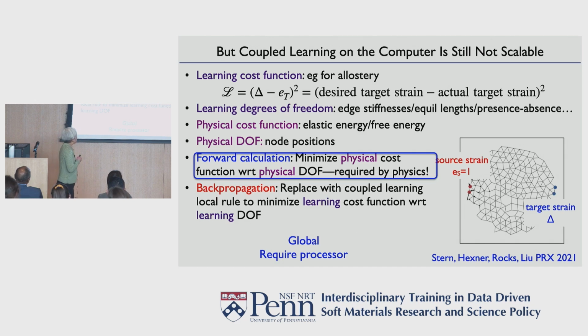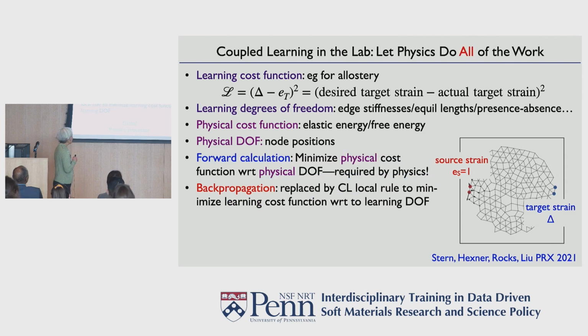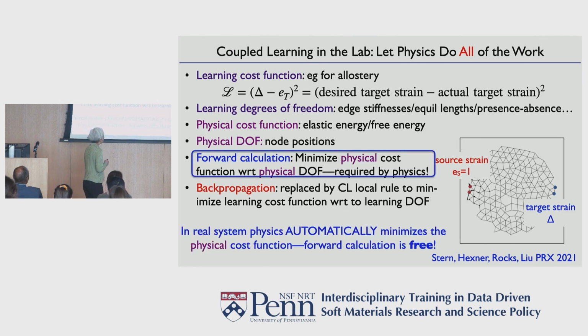Okay, so this is where you notice: what if you did it in the lab? If you actually did this in the lab, not on the computer, then physics would do this for you. You wouldn't have to lift a finger. Physics automatically will reach a power minimum and satisfy Kirchhoff's law on every node. So that forward calculation becomes free. You don't have to worry about it.